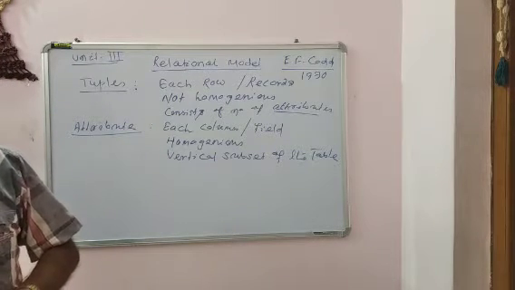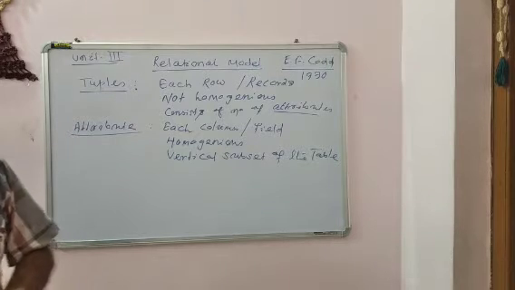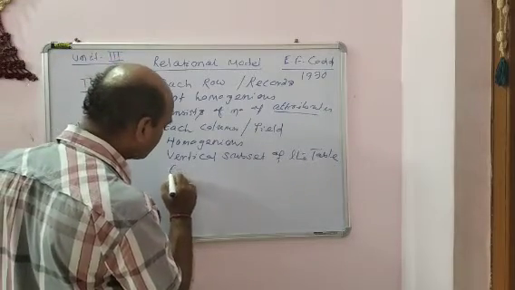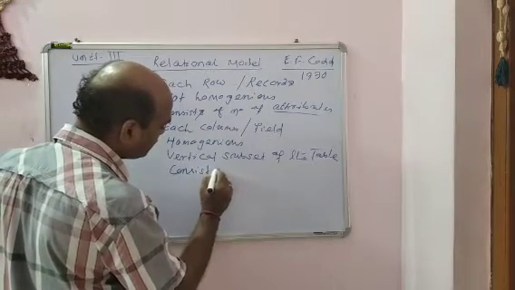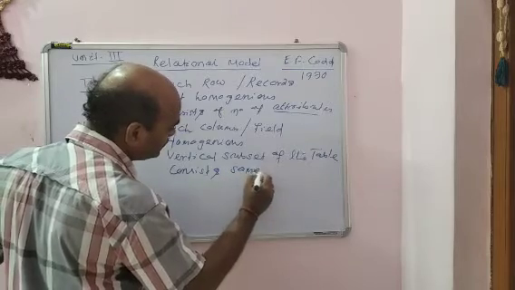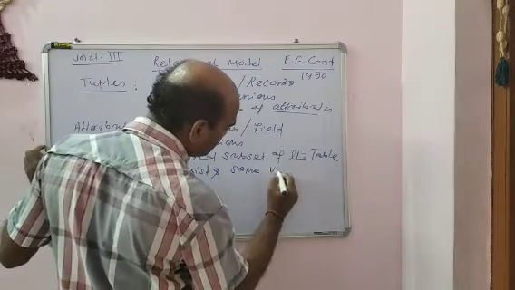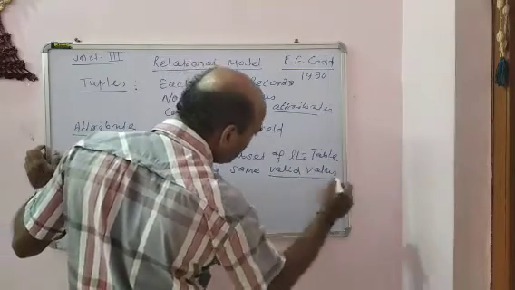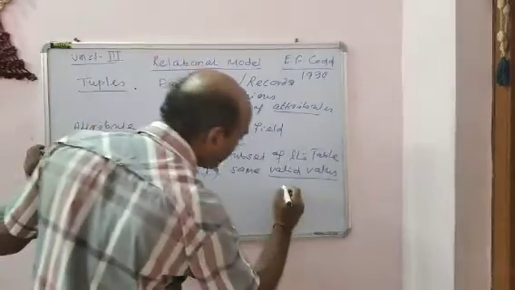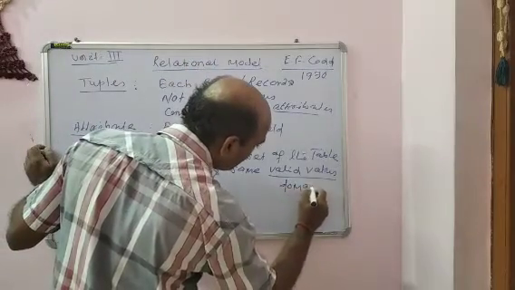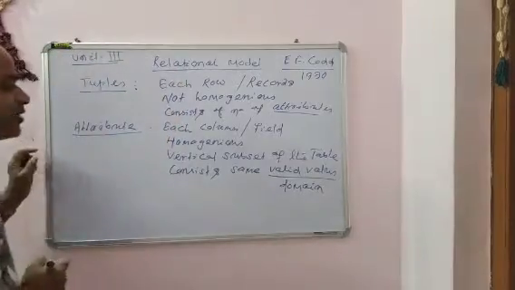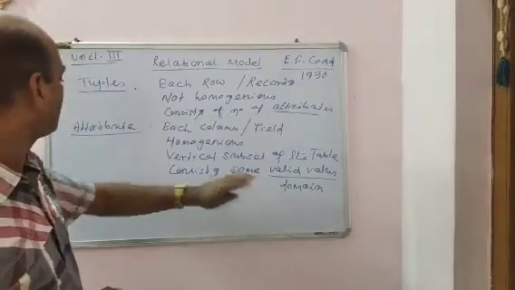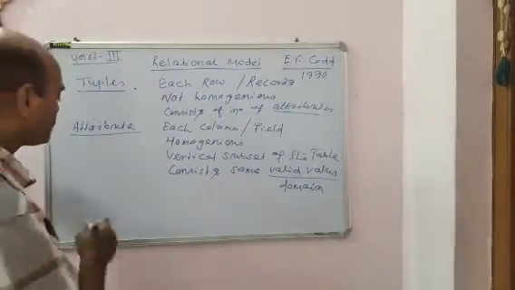Each attribute is used to describe the specific features of the entity. It consists of some valid values, and these valid values are nothing but the domain. So another term is coming, that is the domain. All domain values can be stored in this attribute. Now let us discuss the domain.